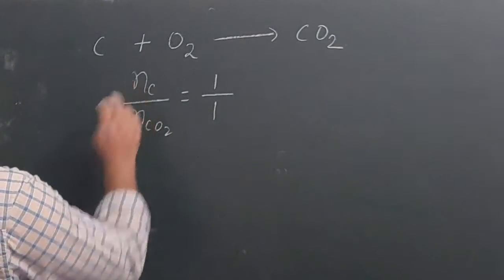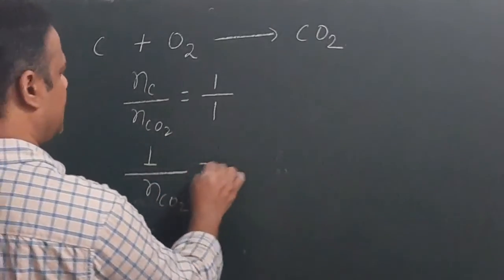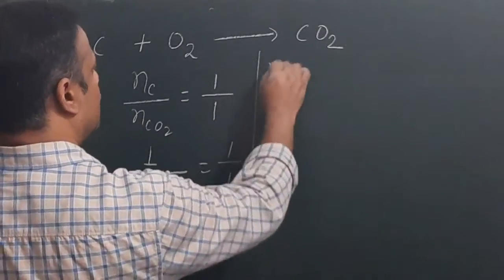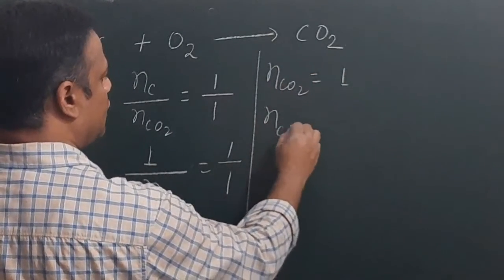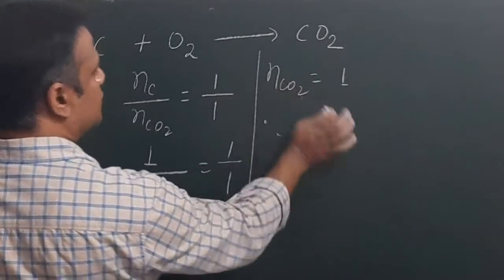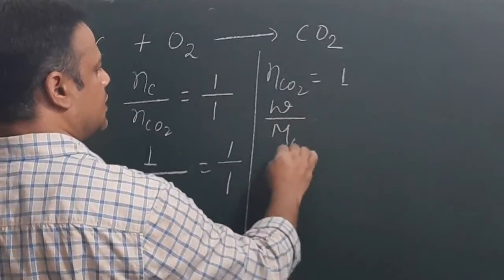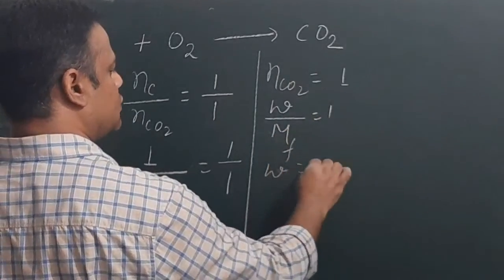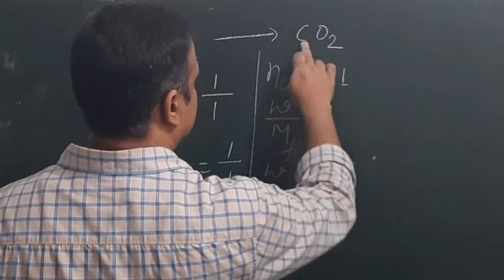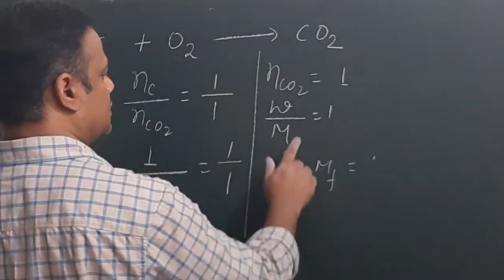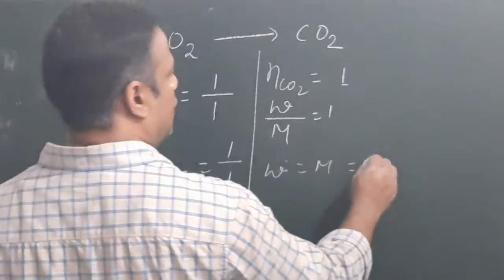So here we know that mole of carbon is given, that is 1, and mole of carbon dioxide we have to determine, that will be 1/1. So from here mole of carbon dioxide will be equal to 1, and we know that the mass of 1 mole of carbon dioxide is called molar mass, or we can apply the formula given mass upon molar mass is equal to 1. So W is equal to molar mass.